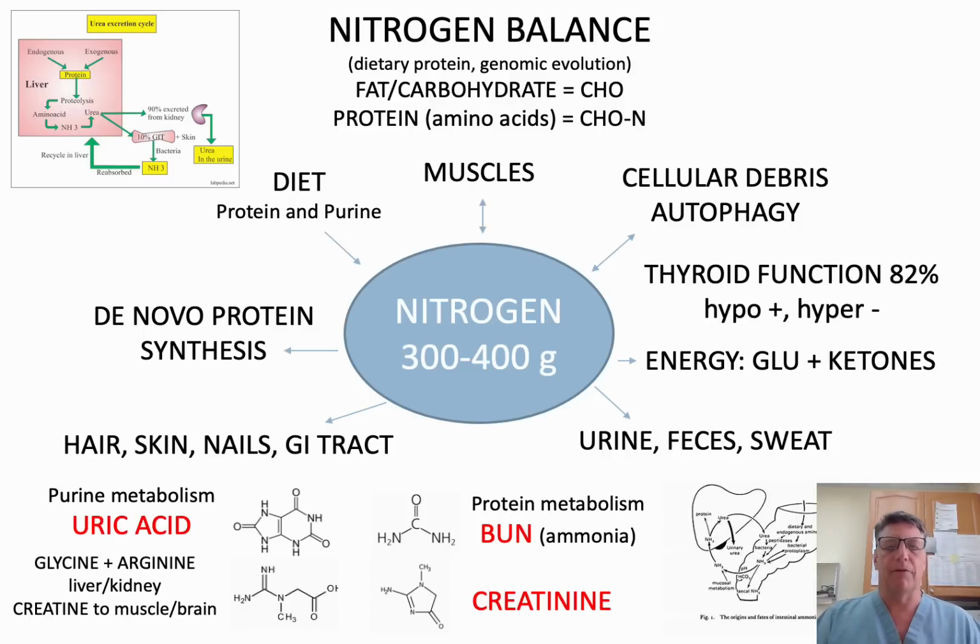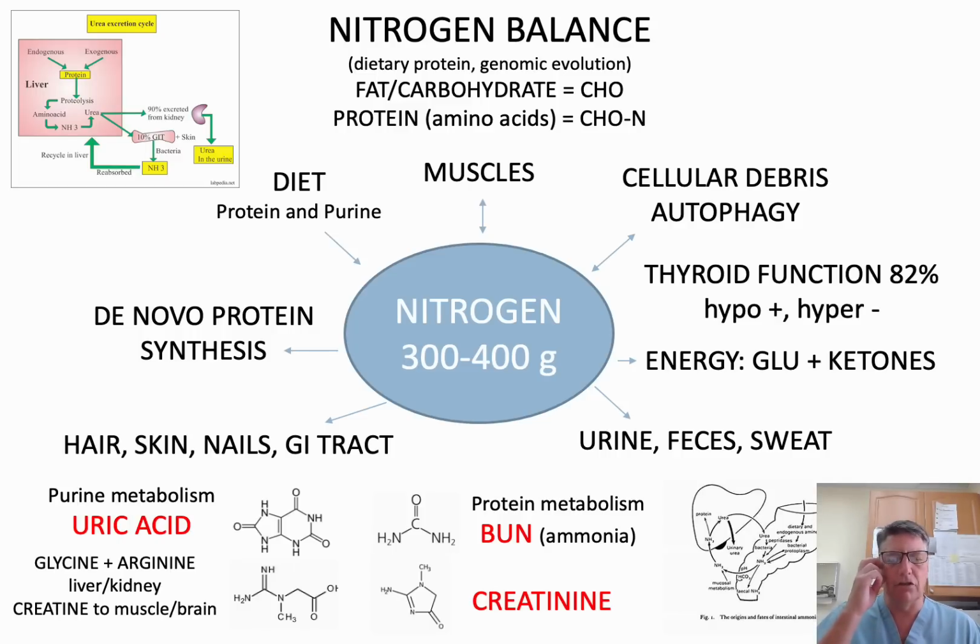Those nitrogens come from the diet, external sources, but they can come from our muscles. There's an interchange to this nitrogen pool that represents about 300 to 400 grams on average. I don't like to tie it to the gram numbers, but 300 to 400 grams on average. Cellular debris, autophagy, all of those things can create nitrogen. Your nitrogen balance is influenced by thyroid function and by the use of energy. So when you're in ketosis, you're not eating sugar, you may use ketogenic proteins to make ketones or even glucose. We lose it in our urine, feces, and sweat. We lose nitrogen in our hair, nails, skin, and our GI tract.